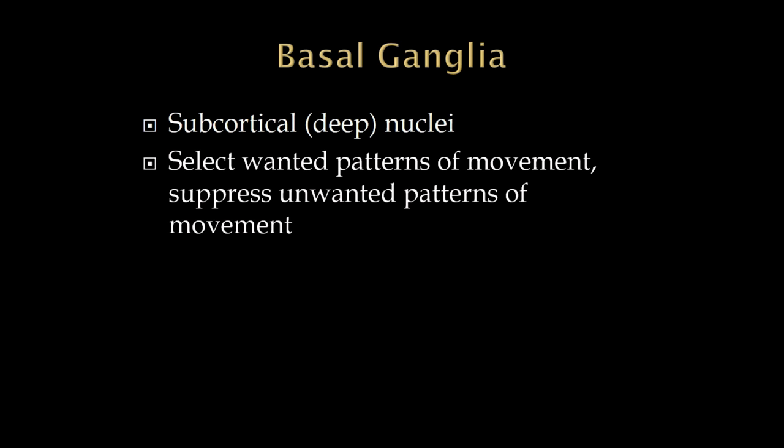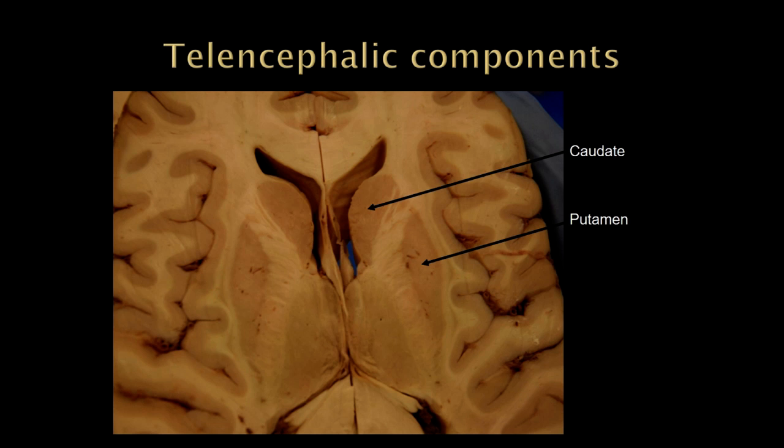The best description of the basal ganglia is that they select wanted patterns of movement and suppress unwanted patterns of movement. And so lesions of the basal ganglia result in movement disorders. Patients shake and have tremor, and I'll show you videos of all different types of movement disorders. Parkinson's disease is probably the one you're most familiar with. Patients with Parkinson's have a tremor, and that's a dysfunction of the basal ganglia circuitry.